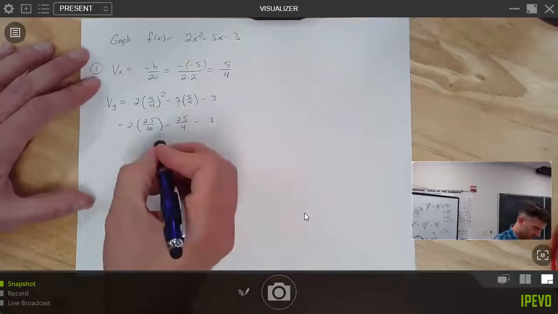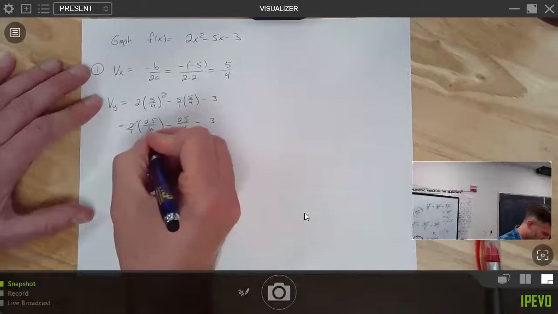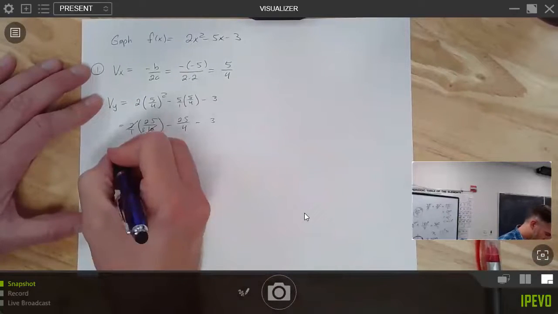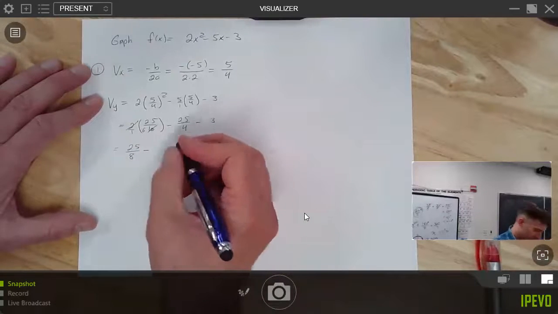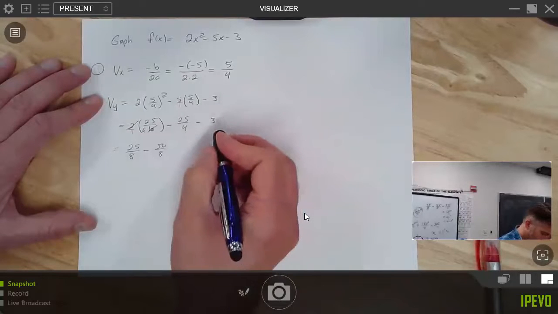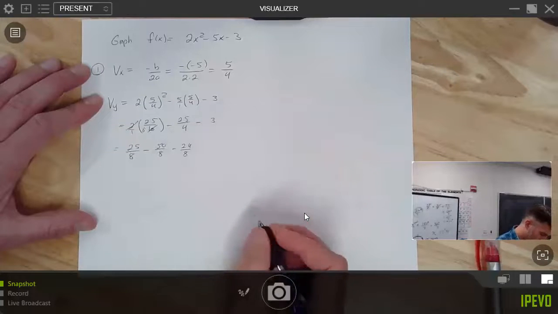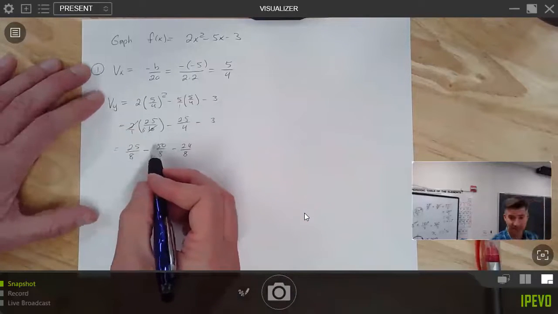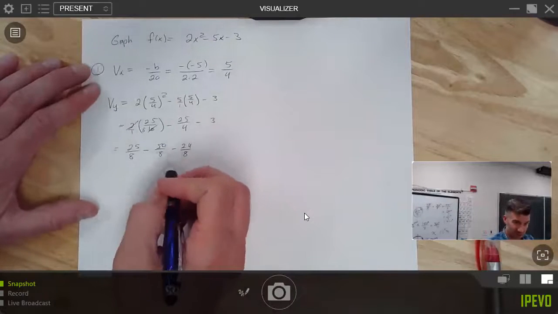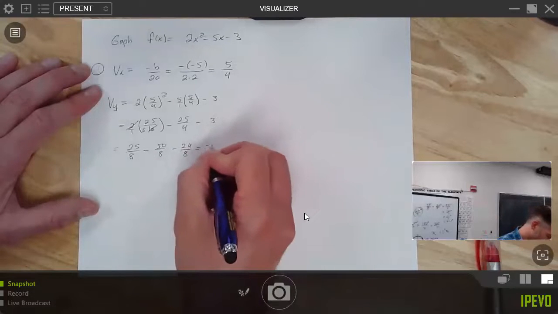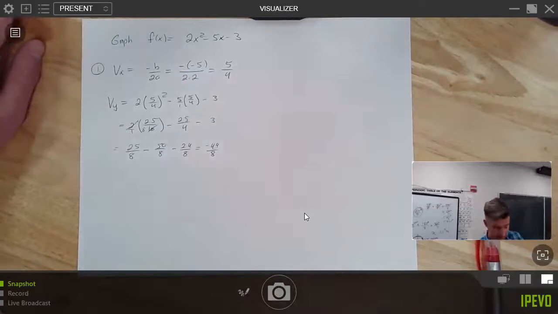So let's see, the 2 over 1 here, I can cancel a 2 and a 2 and get an 8 in the denominator. So that's going to be 25 over 8. I can multiply 25 over 4 by 2 over 2 to get 50 over 8. I can multiply 3 by 8 over 8 to get 24 over 8. This is actually the same subtraction we did before, just with a different denominator. 25 minus 50 is negative 25, and negative 25 minus 24 is negative 49. Now we got negative 49 over 8, which is close to like negative 6.